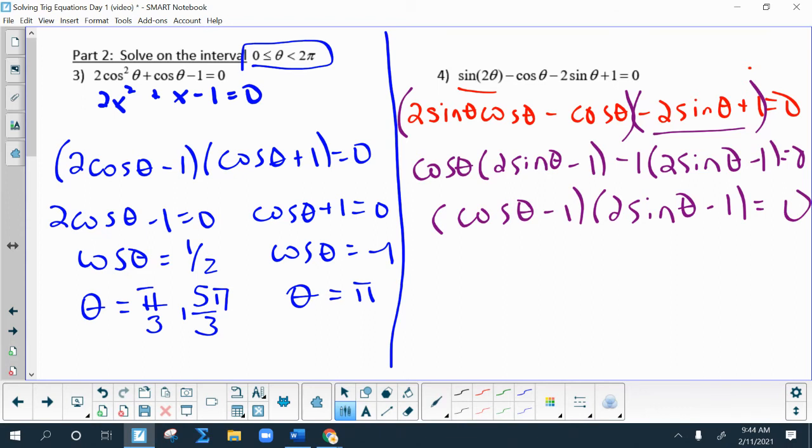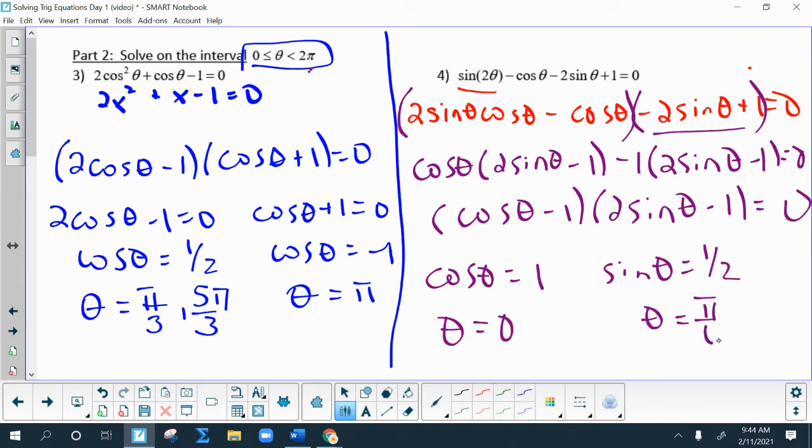And now I set each thing equal to 0. So I get cosine of theta equals 1 and sine of theta equals 1/2. And I'm using my unit circle memory to figure out where this happens. So cosine is equal to 1, again, between 0 and 2 pi, 0 inclusive, 2 pi not, so it's only occurring at 0. Sine is equal to 1/2 at pi over 6 in the first quadrant and 5 pi over 6 in the second quadrant.